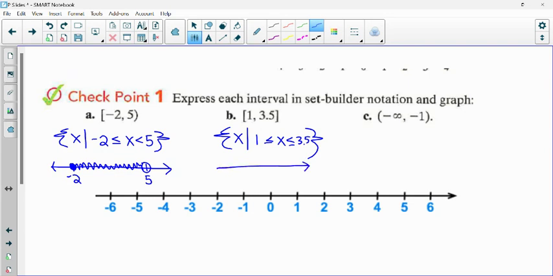So when we go on our number line, 3.5, here's 1. We would have closed dots on both. Shading would be in between.